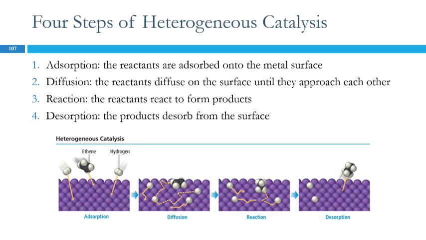There are 4 steps of heterogeneous catalysis. I'm not going to test you on these vigorously. The first is adsorption. The reactants have to adsorb, they have to stick to the metal surface. Then we get diffusion, where they move around on that surface, which seems kind of crazy, but they do. And then you'll get a reaction where the reactants react, and then desorption, which is the opposite of adsorption, when they come off.